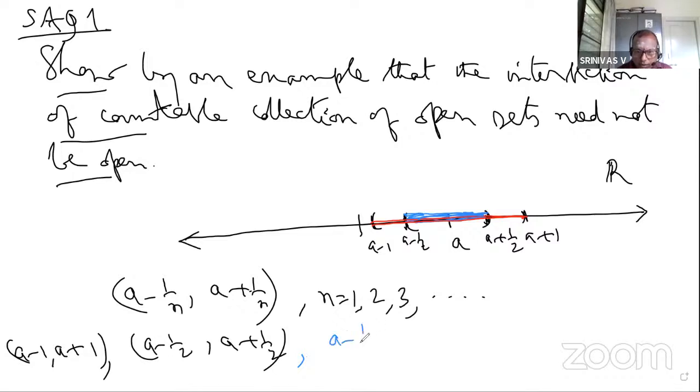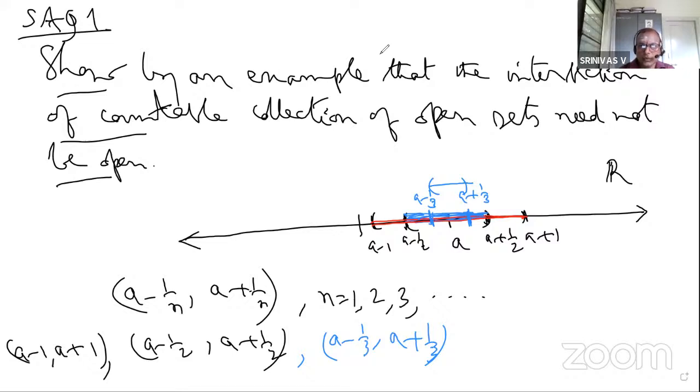And if you take n equal to 3, what happens? This is a minus 1/3 and a plus 1/3. Since 1/3 is less than half, a plus 1/3 will be somewhere here, and a minus 1/3 will be greater than a minus half. So if you look at this interval, let us use a different color.